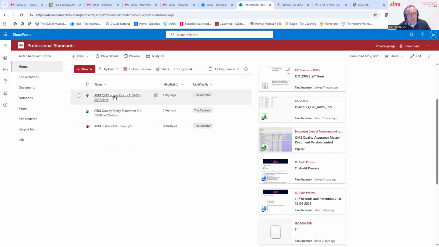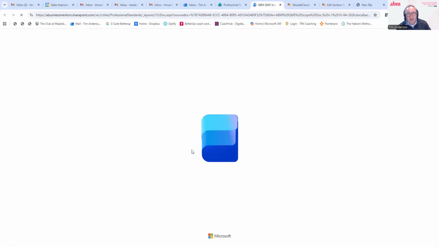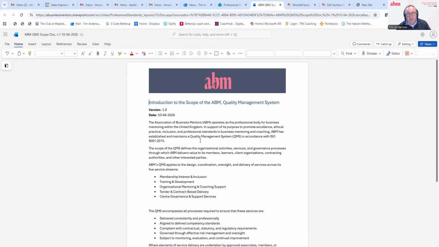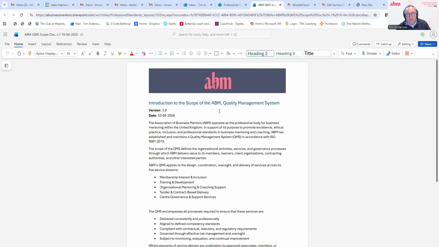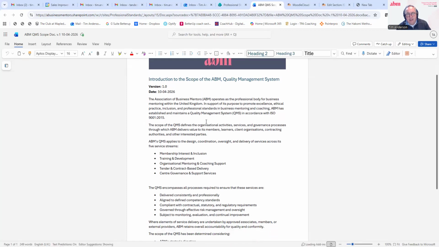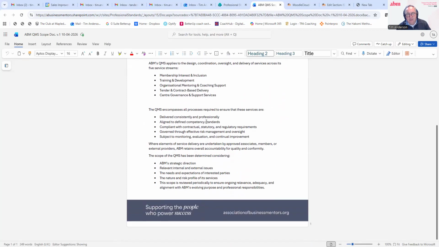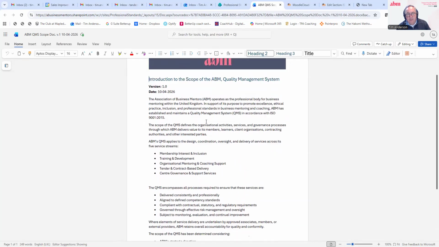And then in the scope doc here, this is a Word document, and if I were to click on here, hopefully that then begins to come up, and we can see that this is now version controlled. It introduced the scope of the ABM quality management system, and it allows you then to go through and just read. This is a one-page document.